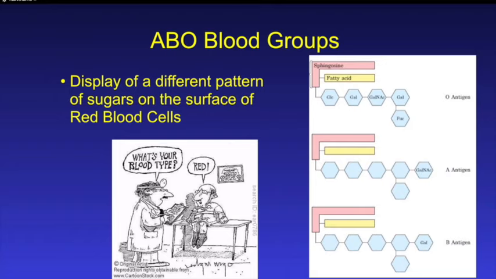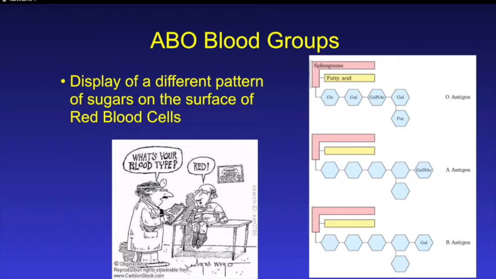An example of the information that might be displayed on the outside of cell that can be recognized is the classifications of our blood types. And so we have an ABO designation for blood types. And so, most people go into the doctor and say, what's your blood type? Well, my blood type's red. Well, that's not necessarily all that you need to know.